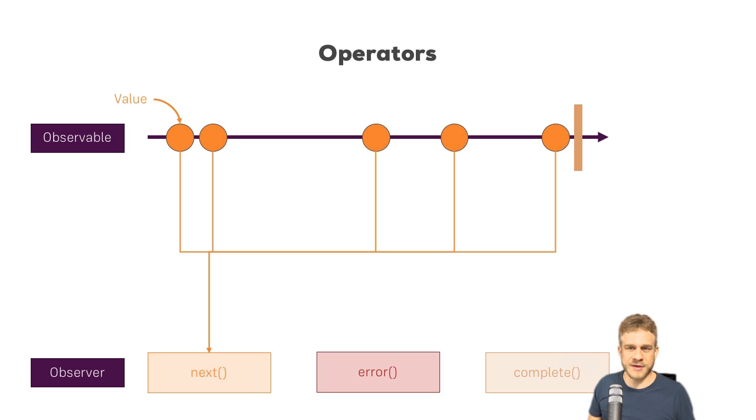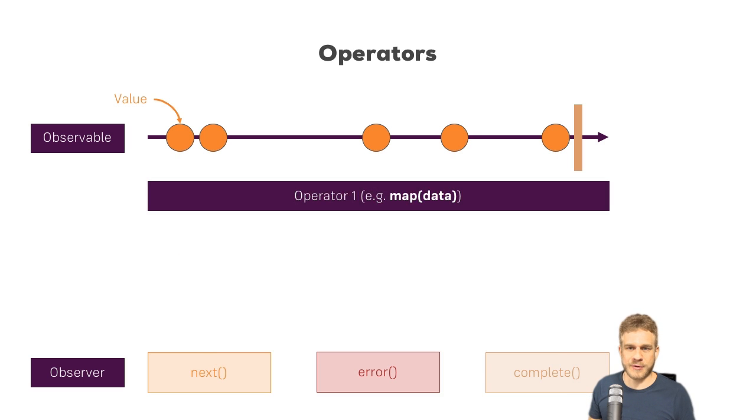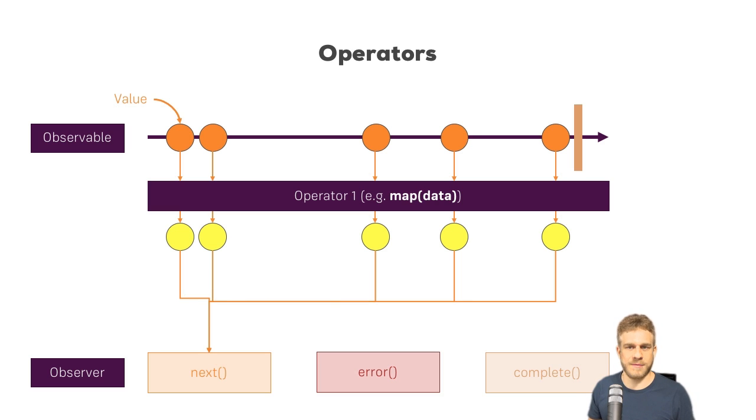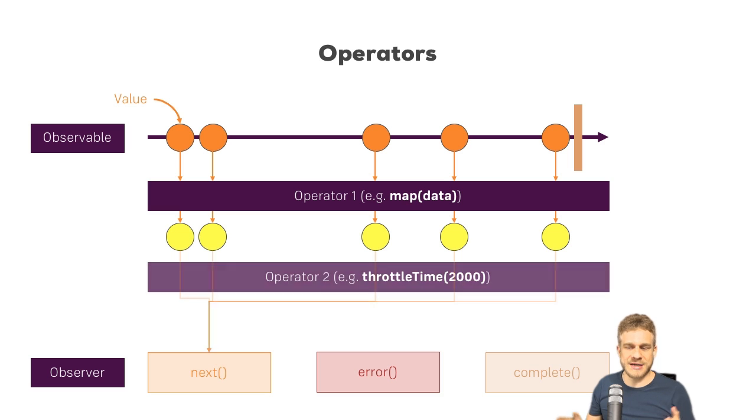reach the observer. So we might have our first operator, maybe the map operator, which will simply turn our values into transformed values. The logic for the transformation lives in the map function then. So maybe we transform a number to a string, an object into a simpler object, or whatever we need. Now, these transformed values could again reach the next function now, but maybe we want to chain another operator, really using that funnel-like approach. Well, we can do that.